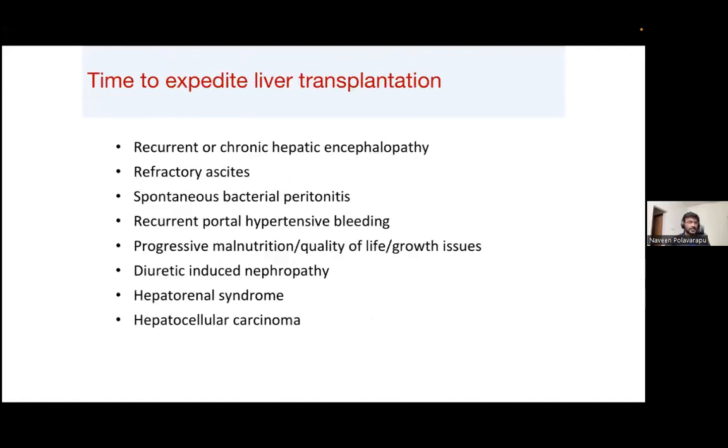So particularly if they have recurrent or chronic hepatic encephalopathy, refractory ascites, SBP, recurrent PHG-related bleeding, progressive malnutrition, sarcopenia, quality of life issues, growth issues, diabetic nephropathy, hepatorenal syndrome, HCC, all these patients should be expedited for liver transplantation, and please do not look just at the MELD score. If they have any of these complications, they should be referred for transplantation at the earliest.